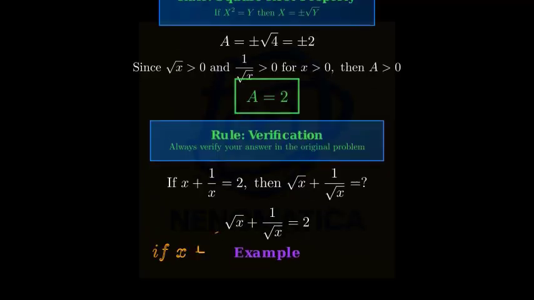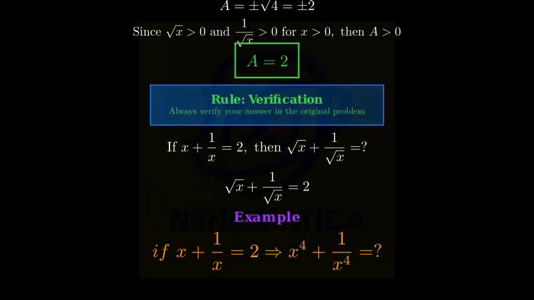We have, if x plus 1 over x equals 2, then find x to the power of 4 plus 1 over x to the power of 4. For this problem, we'll use a different approach. Let's start with what we know.